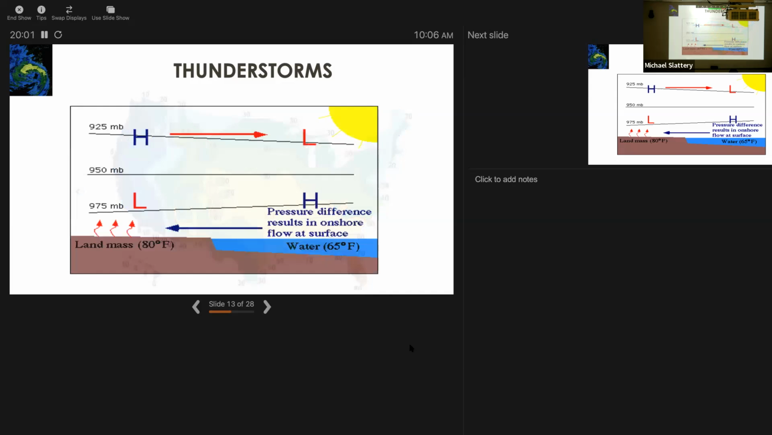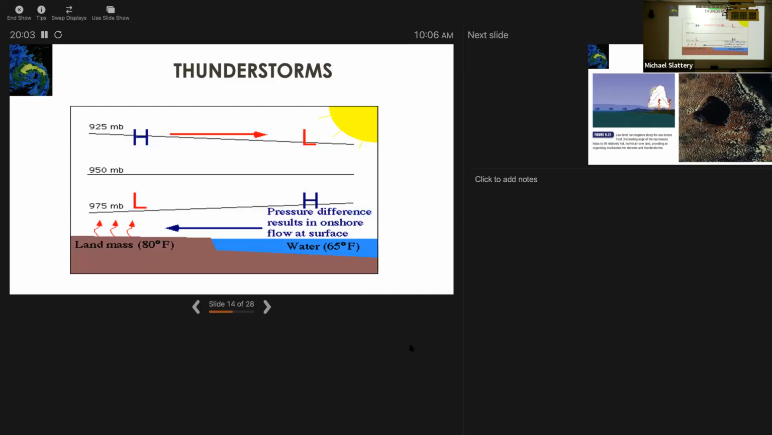This is why Florida gets so many storms. It's because a specific type of circulation is set up over Florida, and it's called the sea breeze.